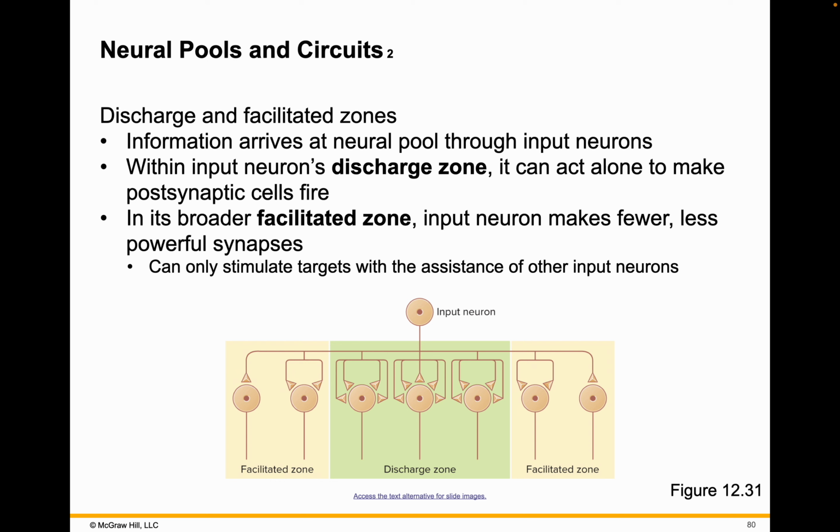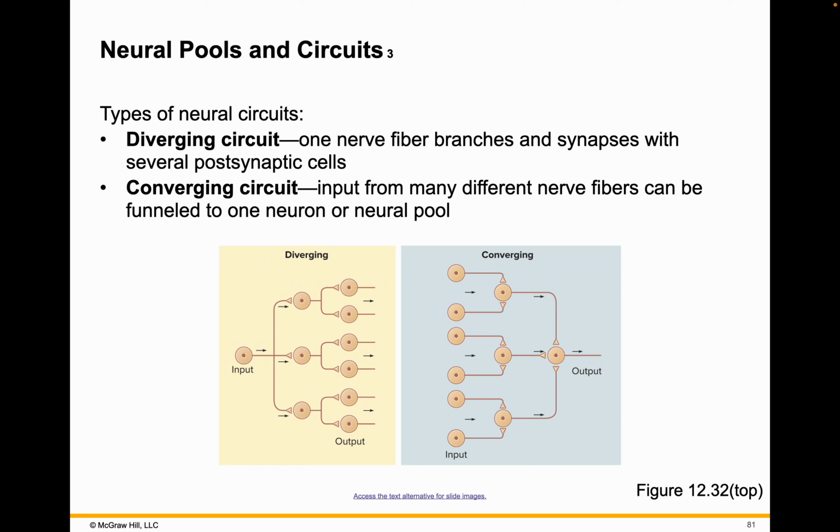Information arrives in the neural pool through the input neurons. Within the input neuron's discharge zone, it can act alone to make postsynaptic cells fire. In a broader facilitated zone, the input neurons make fewer, less powerful synapses, so they can only stimulate targets with the assistance of other neurons. We can have diverging circuits that spread, or converging circuits that funnel.